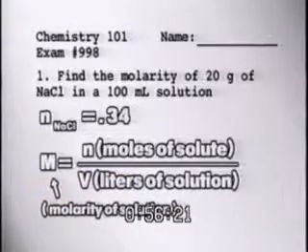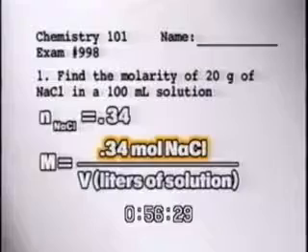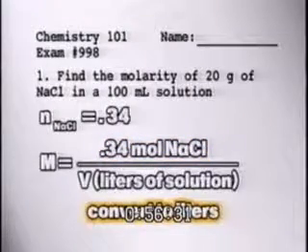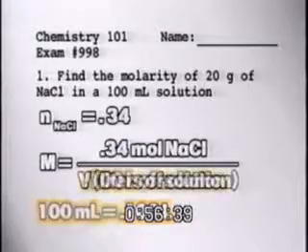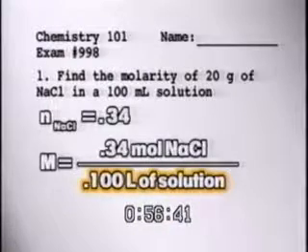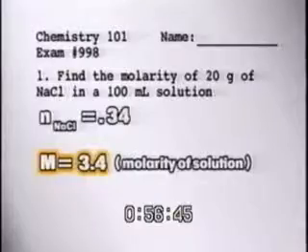Now let's use the molarity formula. Molarity equals the number of moles of solute divided by the volume in liters of solution. We've got milliliters, so we need to convert to liters. 100 milliliters equals 0.100 liters, so M equals 0.34 moles divided by 0.100 liters of solution. The molarity of our solution is 3.4.